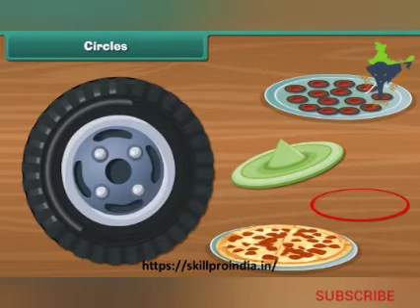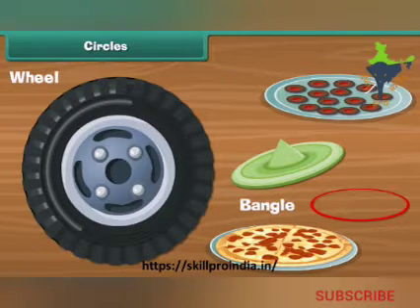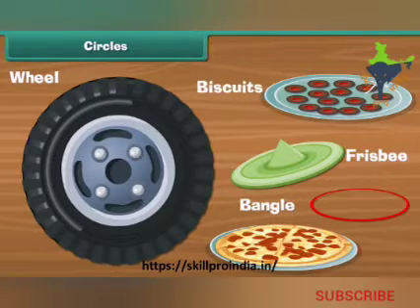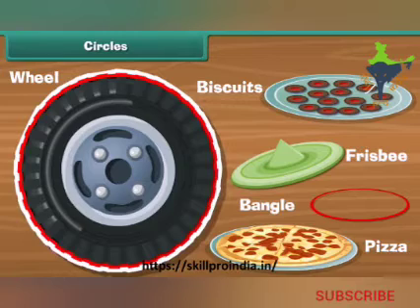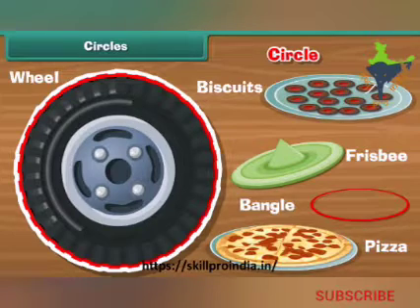Circles. There are many objects here: a bangle, a wheel, a frisbee, a biscuit, and a pizza. They all have one thing in common, and that is their shape. All of them are circular in shape. Each one of these objects is a circle.